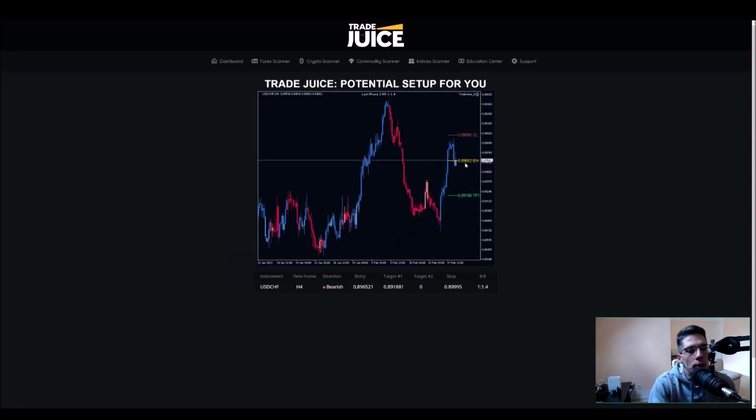So we want to be looking for a short position at 89.65.21 with a target at 89.18.81 and a stop loss at 89.99.95. The risk reward is 1 to 1.4. So if you risk $100, we would be making 104.